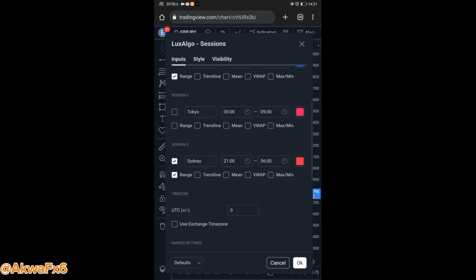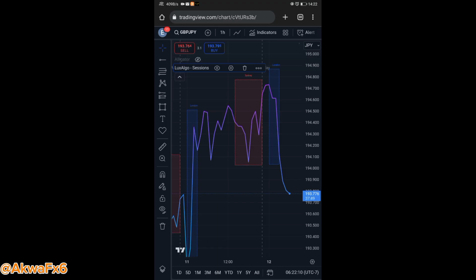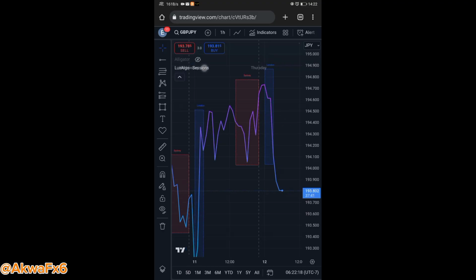My Sydney, this is the red box here. So you just set it the way it is. The way the Sydney is here, I did not change anything. I just left it the way it was. Then I'll click on OK. So this indicator is already on my chart, as you can see. And I don't want to make use of it now, so I'll disable it. Then the alligator is what we are going to be making use of as of now.